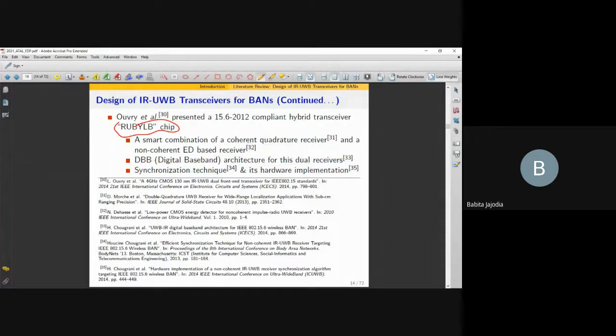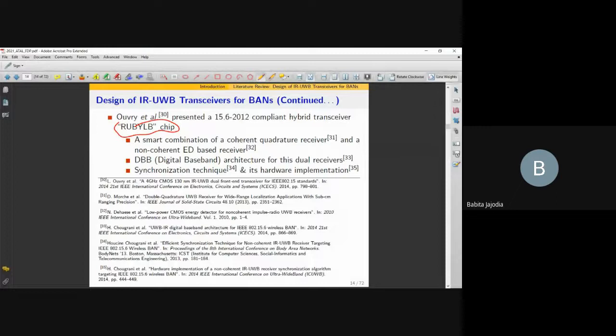Okay. Then synchronization is the most important. This is a very active area of research, right? Synchronization techniques are very important, otherwise you will be missing the value, or you will get a higher bit error rate. So this project has also worked on the synchronization techniques as well as the hardware implementation. You can see all this literature from 30 to 35 has been covered under Ruby LB, where they tried to design this transceiver based on this standard.